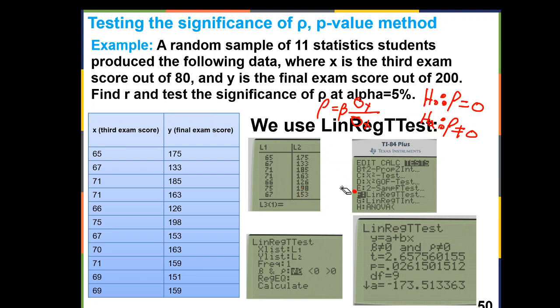Okay, so with the calculator, it does everything for you. You just use the p-value here, and you say at 5% I reject. That's it, and you write the conclusion.